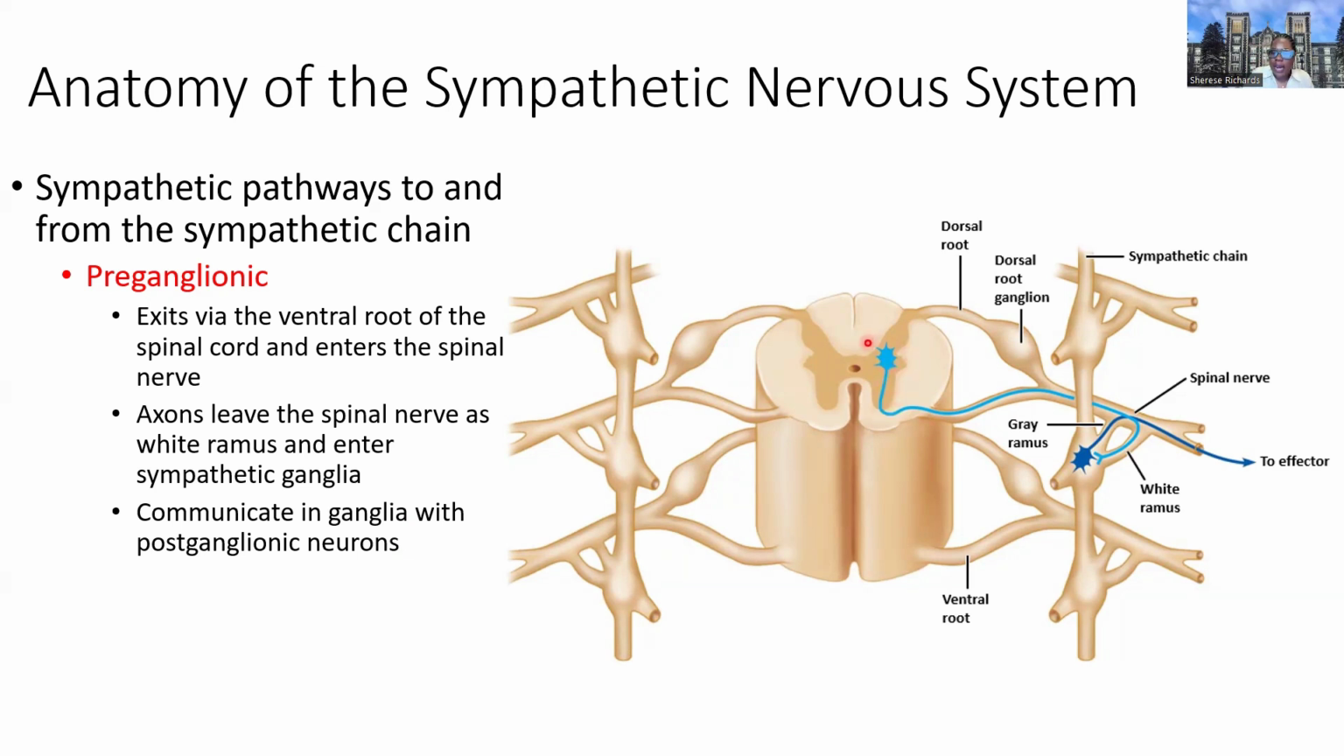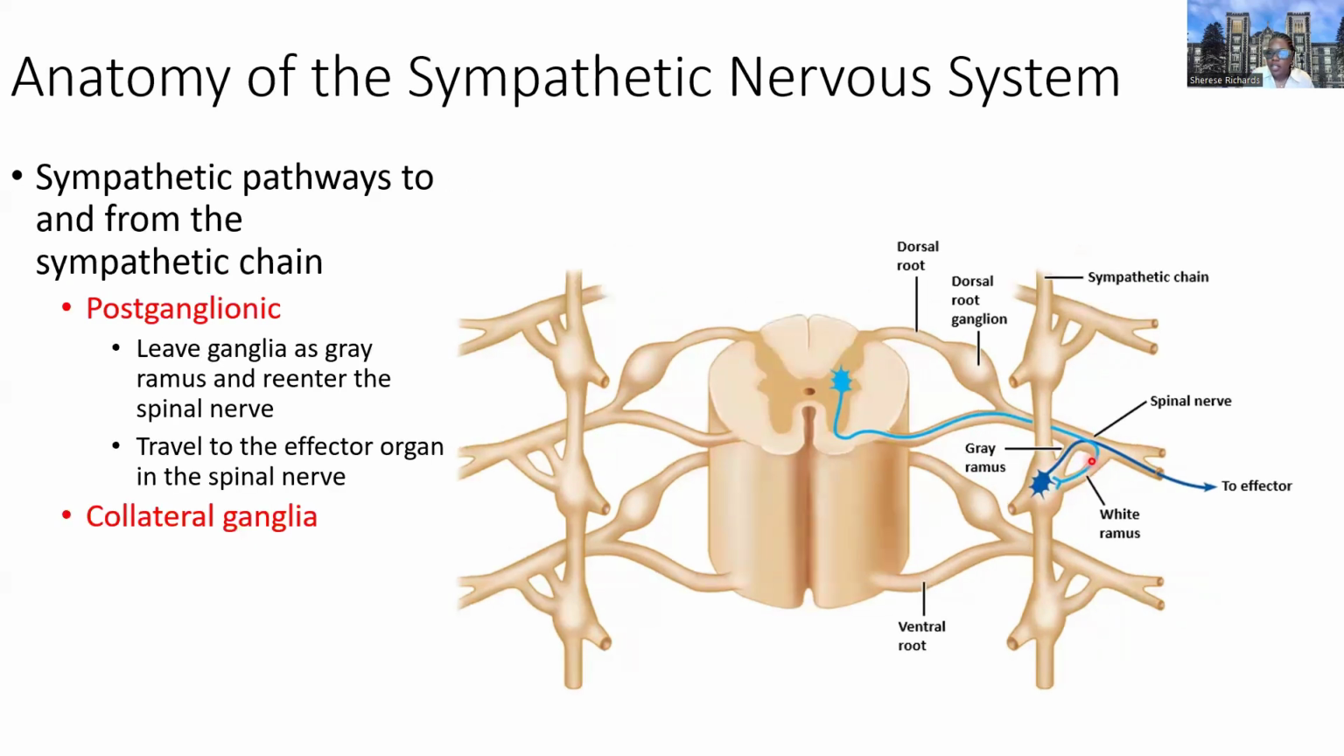So the fibers arise from the lateral horn, leave through the ventral root, and they're going to travel toward the ganglia. But as they travel here, they're going to be traveling as gray ramus fibers. Gray ramus fibers means that they're non-myelinated. So the lighter blue color here indicates non-myelinated fibers that are leaving the spinal cord and then synapse onto the ganglia.